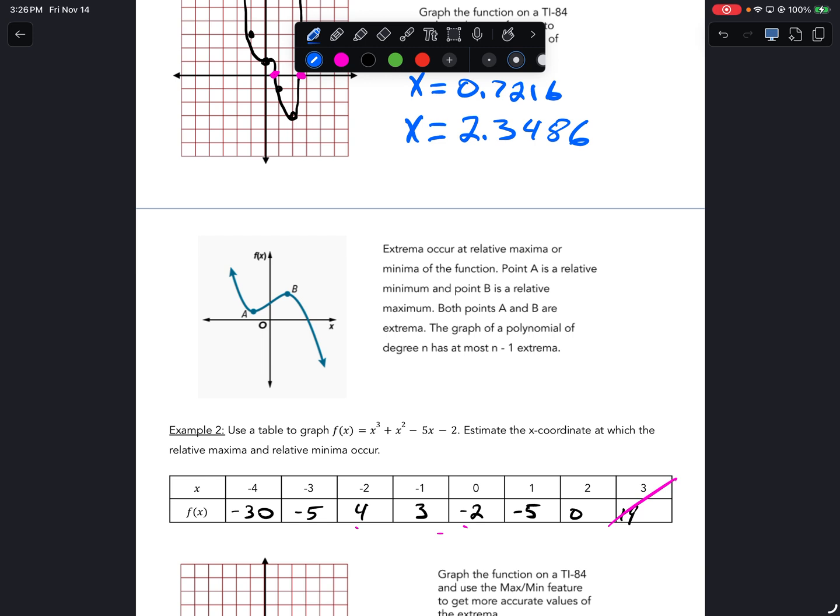0.72 works. I'll tell you what to round to if I care, but for this case, yes, it works.